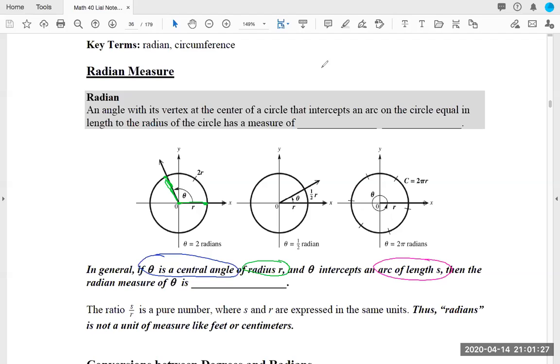All right, and so theta is your angle measure right here. So this is your initial side, this is your terminal side. Theta is cutting through, and then your arc length is going to be given by this outside portion.